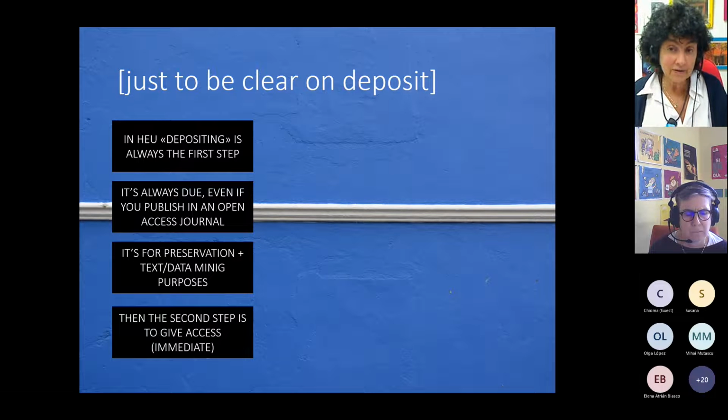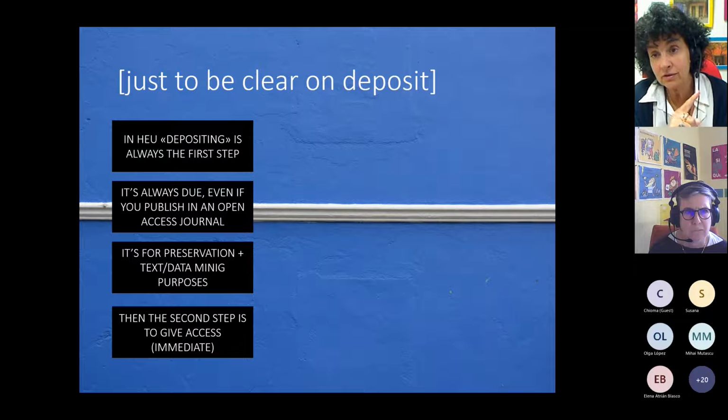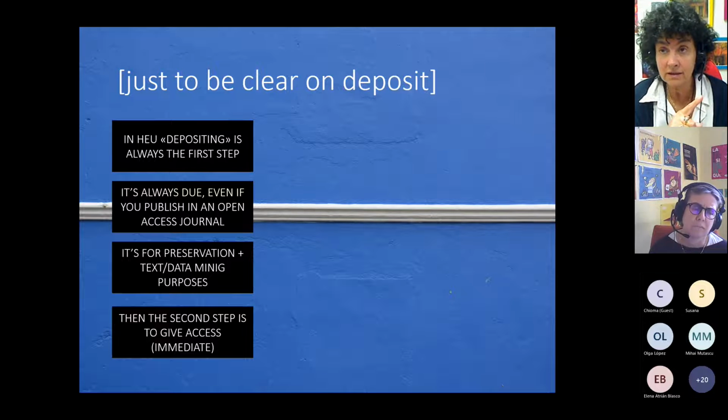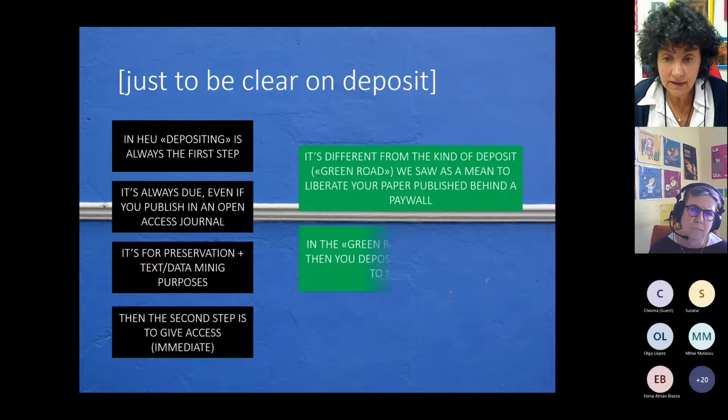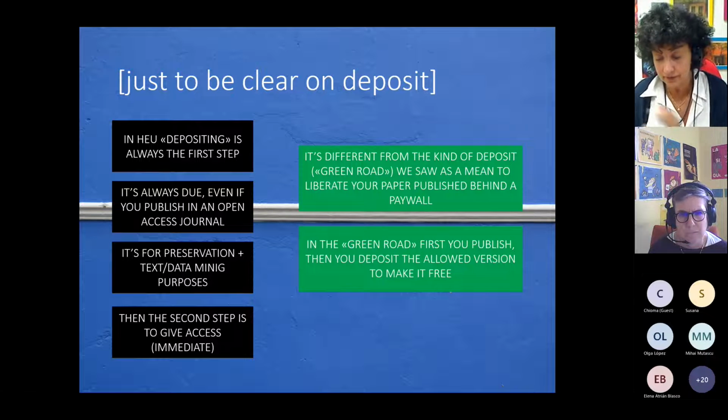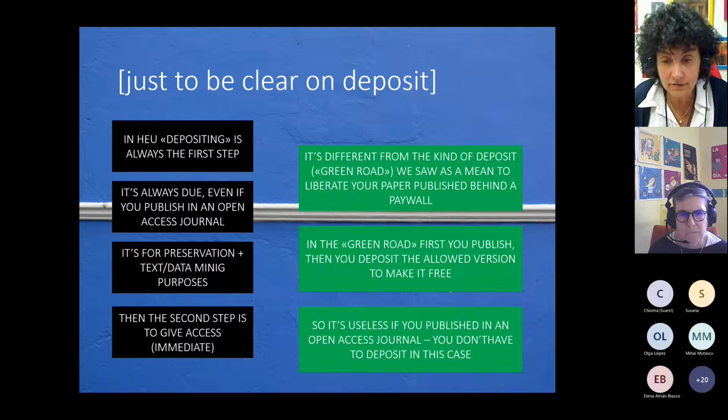And then the second step in Horizon Europe is to give immediate access. In Horizon 2020, you still had 6 months or 12 months embargo, if you recall it, depending on whether you are in the STM or in the humanities. Here, access must be immediate, okay? And you have to maintain the rights to do so. And then in normal life it's the reverse. So you publish wherever you want and then you deposit, okay?